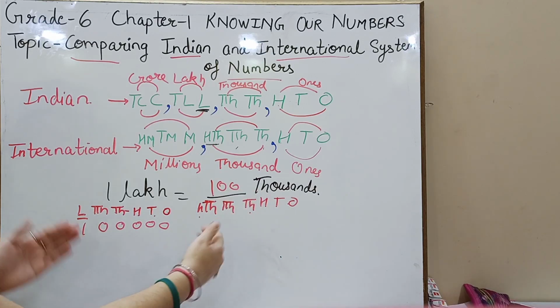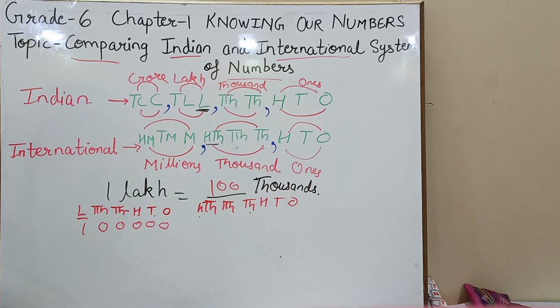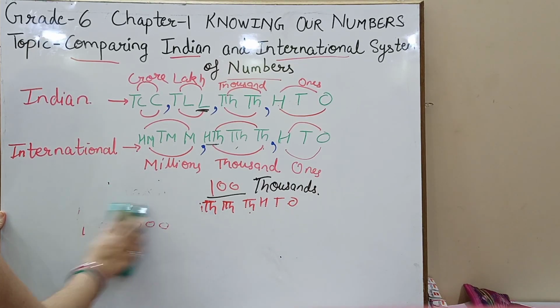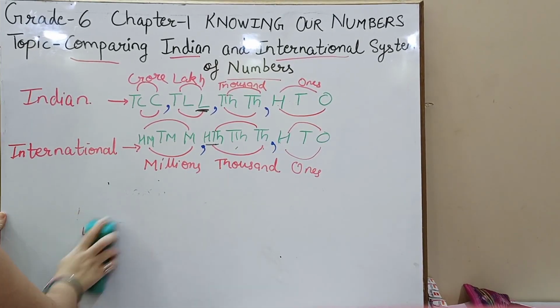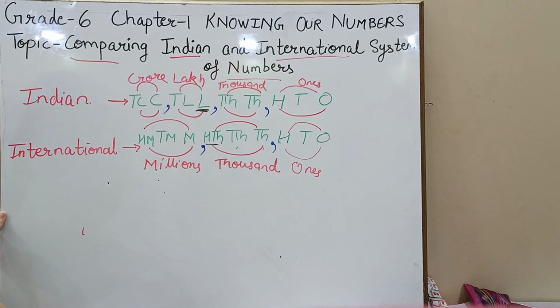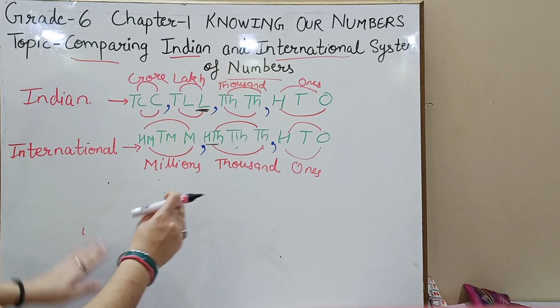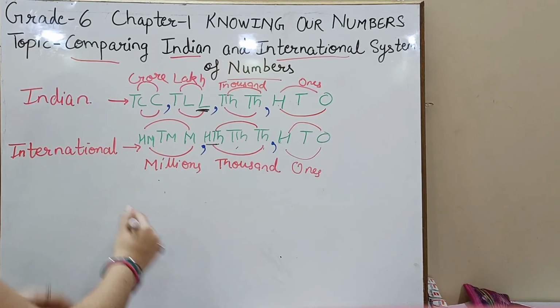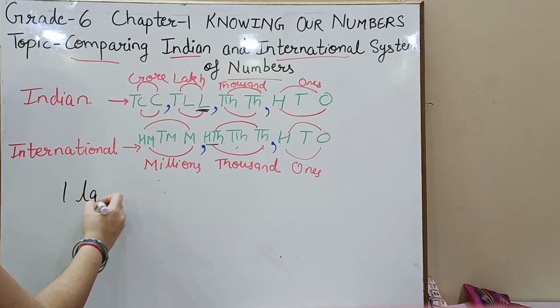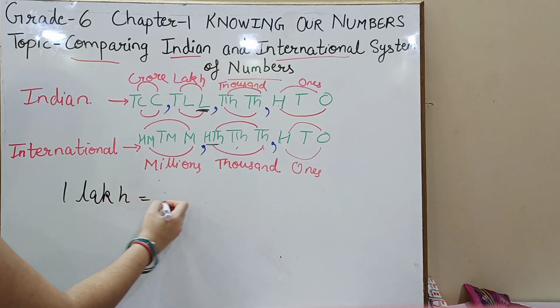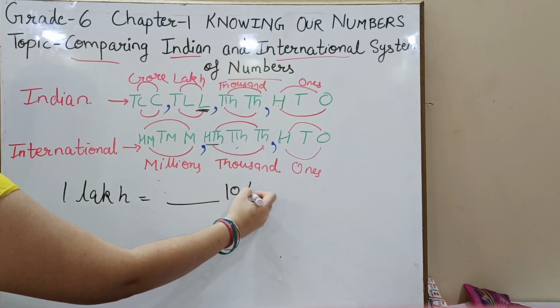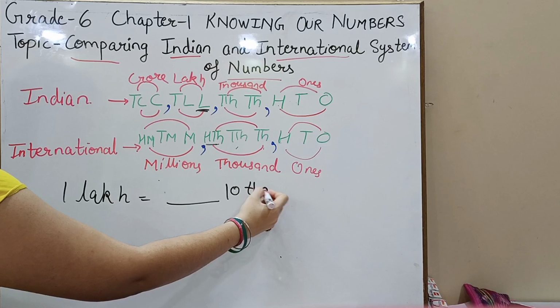Now the next type of comparison that we are going to do is, if I tell you to find the first term that is there in your book also, to compare the numbers. For example, 1 lakh is equal to dash 10 thousands.